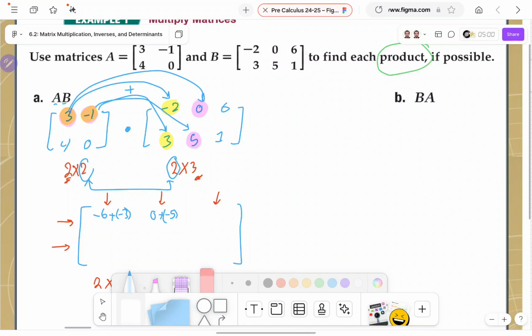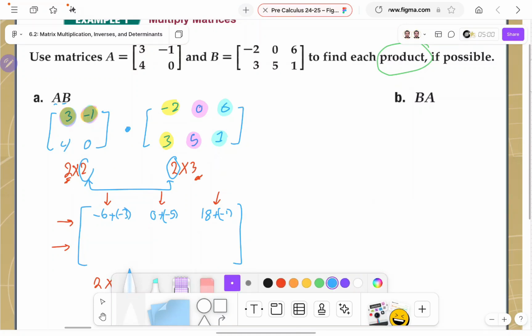Then after that, let's do the third one. 3 times 6, then negative 1 times 1. Again, 3 times 6 is equal to 18, plus negative 1 times 1 is negative 1. So we write that. I hope you got the idea. The idea is clear and easy: yellow with yellow, purple with purple, and blue with blue.